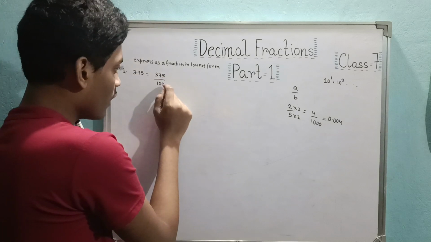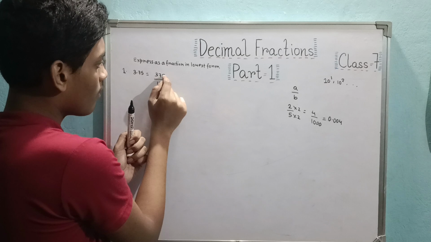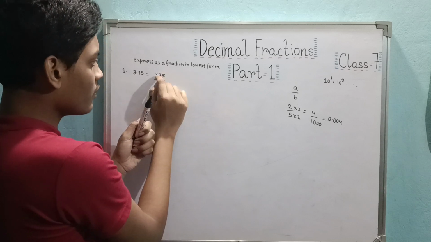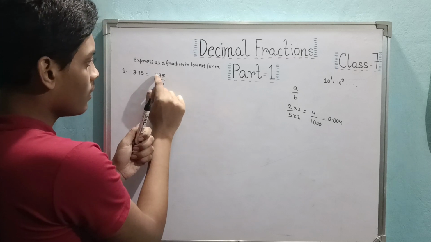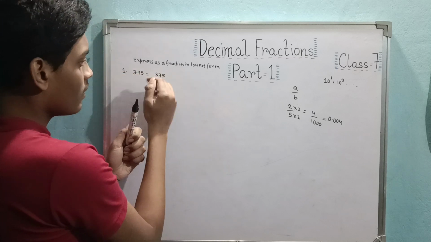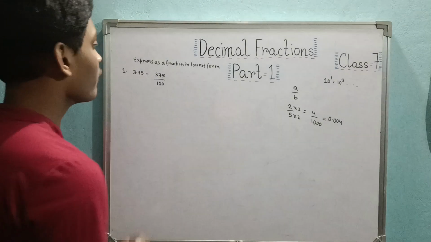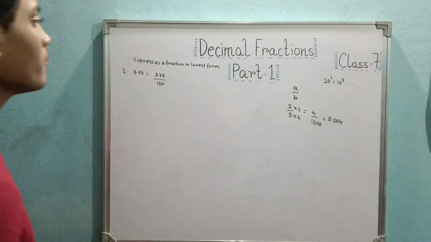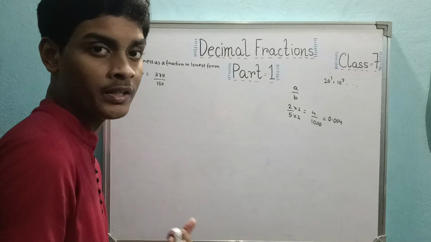3.75 is 375 by 100. 2 zeros are there. So from this side, after 2 digits, the decimal point will be placed. If it is 3 zeros, after 3 numbers from the right side, the decimal point will be placed. That is the relation. Now what we have to do is, what is the highest common factor of 375 and 100? It is 25. So we have to divide both of them by 25.